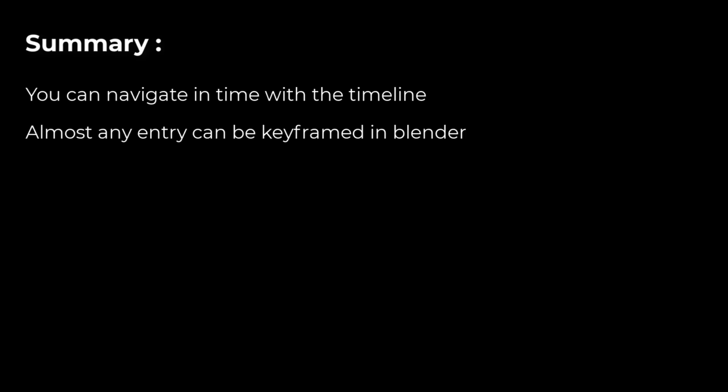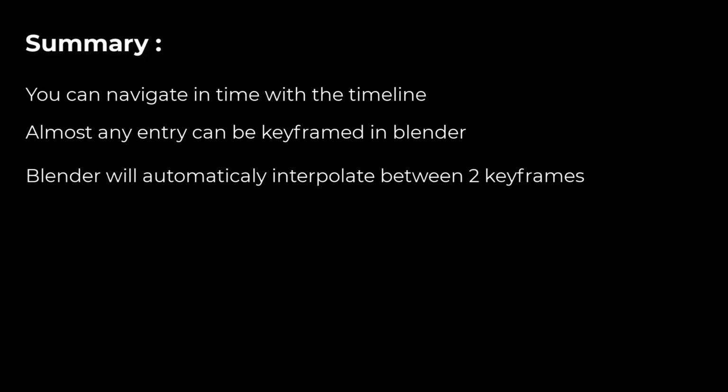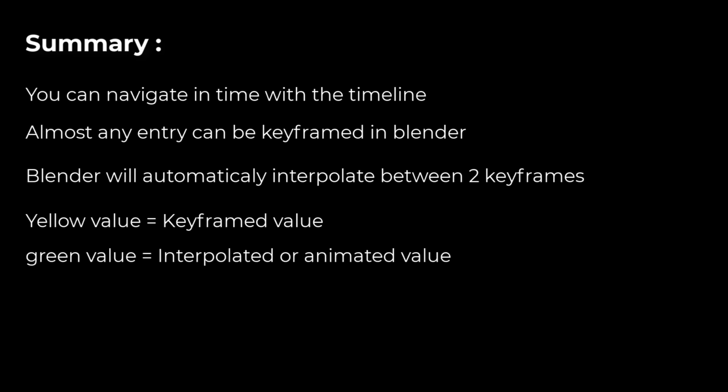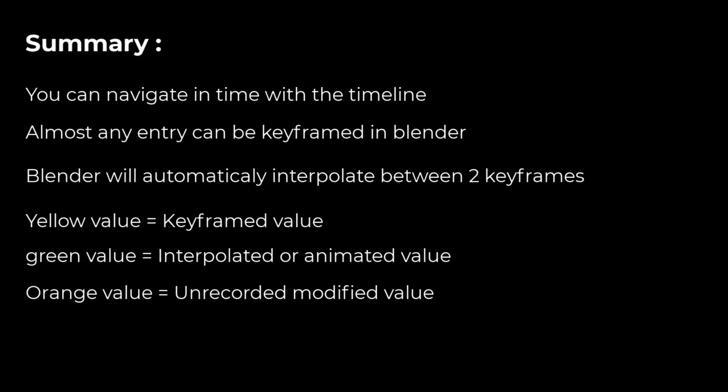To summarize, we have seen that we can use the timeline to navigate through the different frames. We have seen that we can create a keyframe by recording any value, whether it's a transform channel, a color, or whatever we want, onto a specific frame. Blender will automatically create an interpolation between two keyframes. Keyframe values appear in yellow, animated values appear in green, unrecorded value changes are shown in orange, and gray values are just unanimated values.